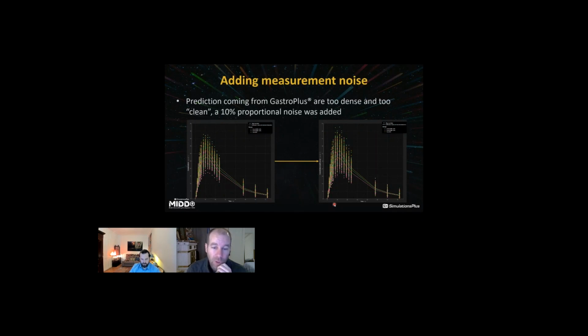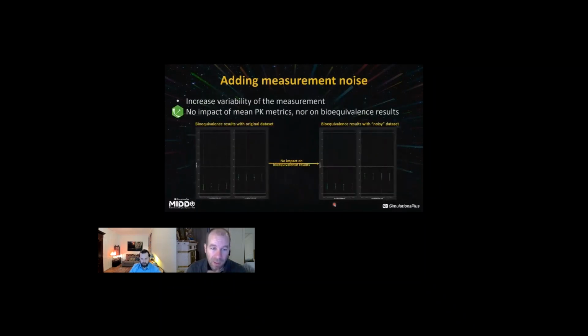If we go to the next slide, what we see is that it will increase the variability of the measurement, but has no impact on the several mean PK metrics, nor on the bioequivalence results. If we look on the left, we have the bioequivalence results with the original data set. On the left is the reference minus 20%, and on the right minus 10%, on 4 PK metrics. So typical AUC, Cmax, or the AUC between 0 and 24.